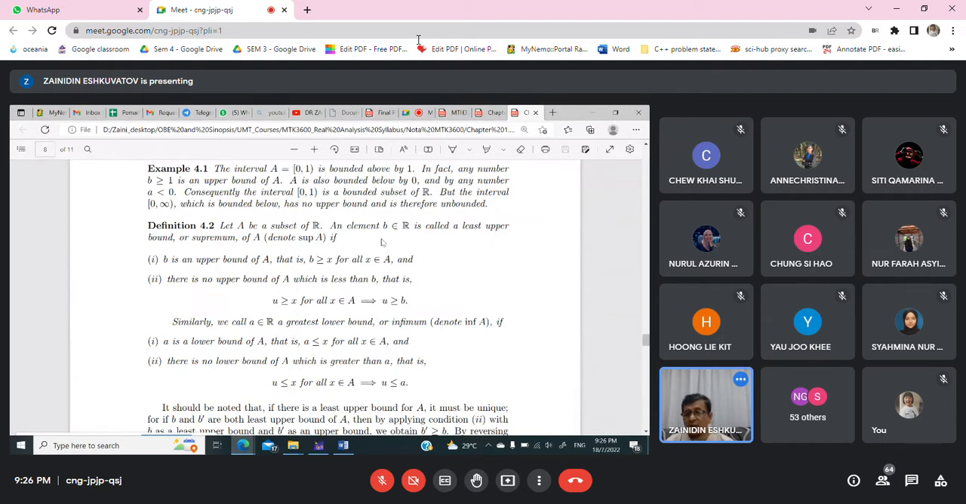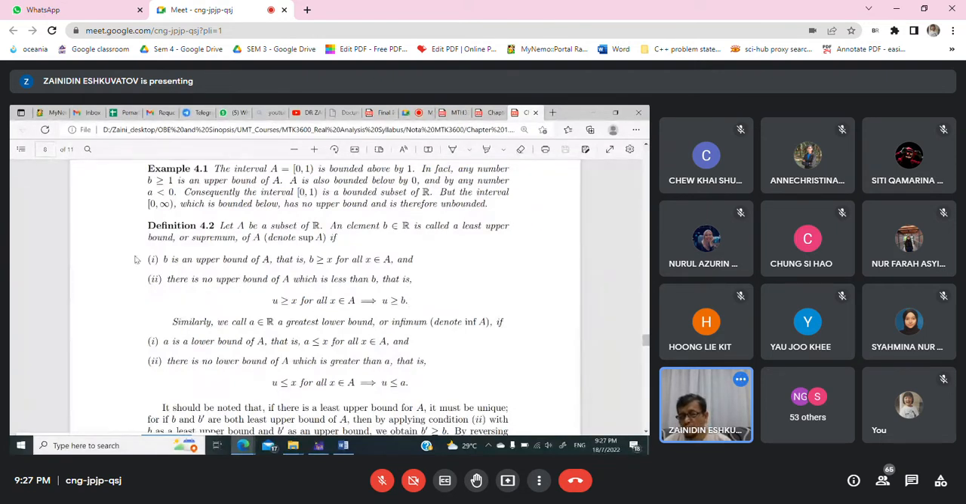What is the supremum and infimum? You see, b is called the least upper bound, or supremum, of A if b is an upper bound of A. This is the first statement. Second, b is greater than or equal to x for all x from A, and there is no upper bound of A which is less than b. This means if u is also greater than or equal to x for all x from A, then u must be greater than or equal to b.